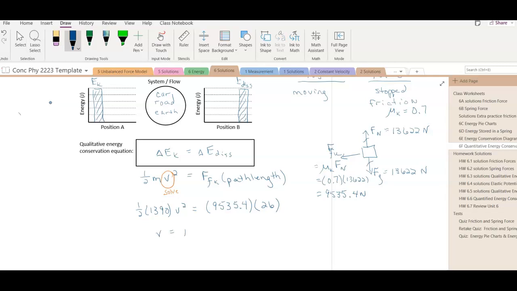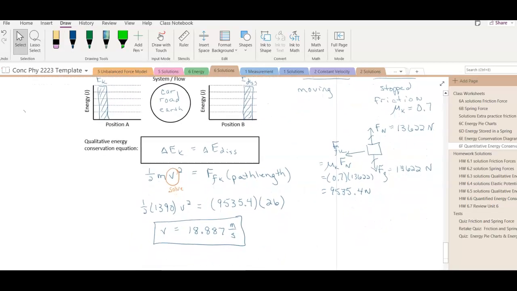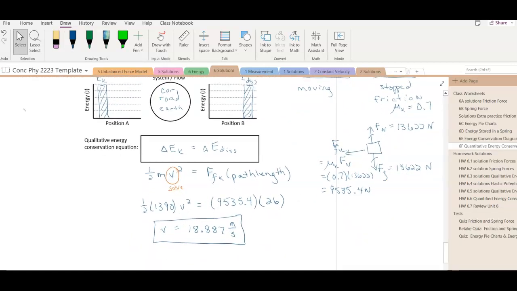So the original speed was 18.887 meters per second. And oh dear, I think we were speeding, because he said the speed limit was 15 meters per second, and we were going 18.8 meters per second.